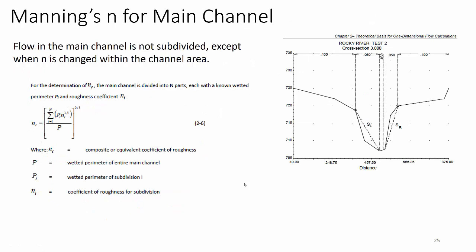Flow in the main channel is not subdivided except when N is changed within the channel area. Now, we try not to do this in our systems, but sometimes the channel is just big and weird, or big and non-uniform. So for the determination of N of the channel, the main channel is divided into different parts, just like the others, each with a wetted perimeter Pi and roughness coefficient N sub i, and you come up with an average Manning's N for the channel.